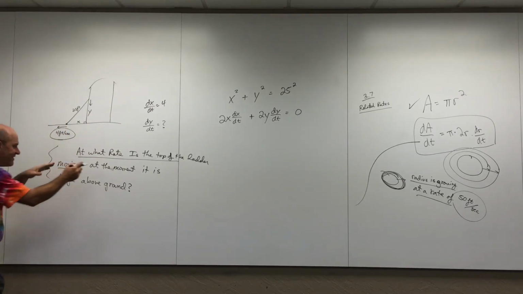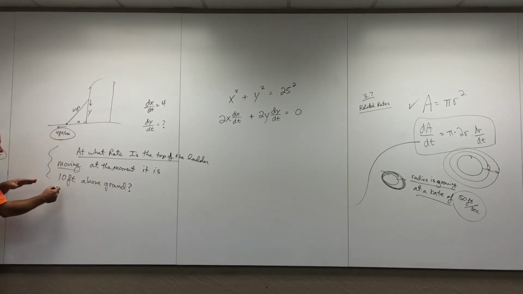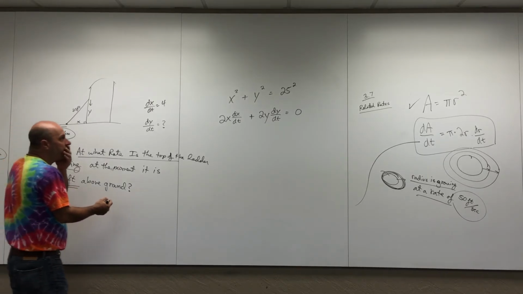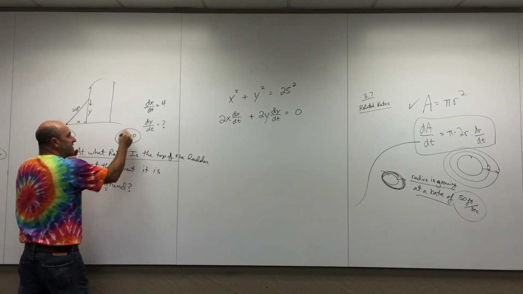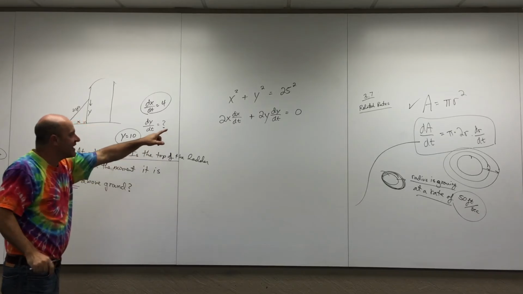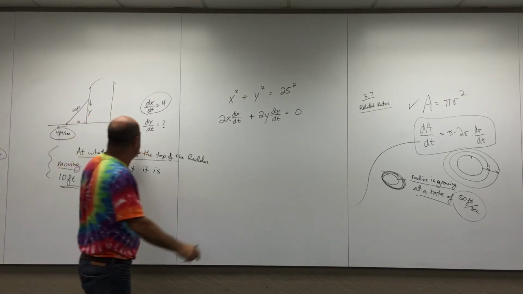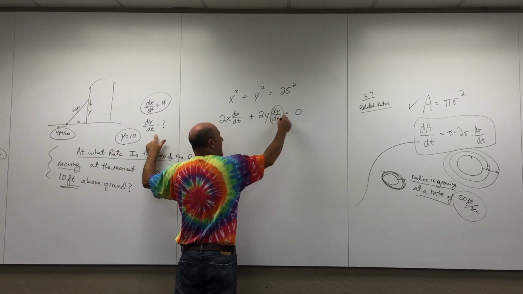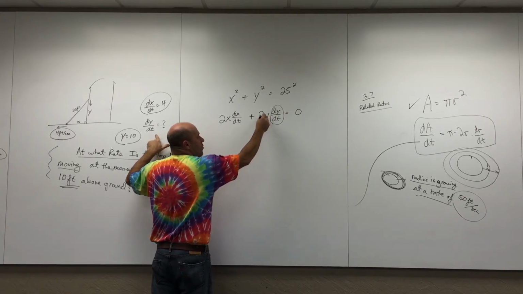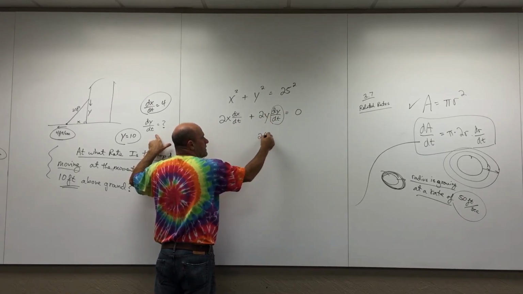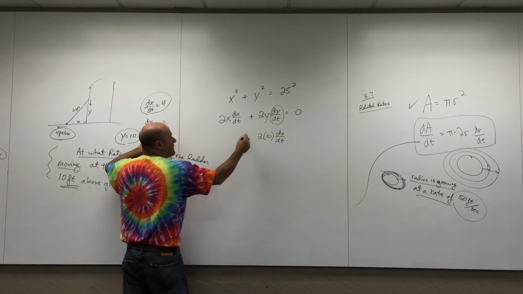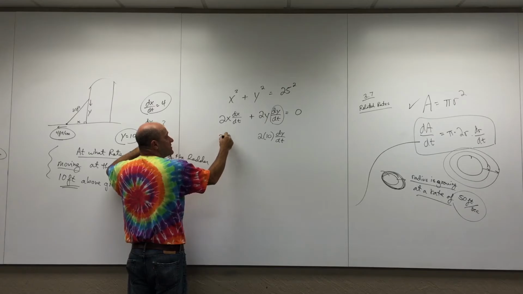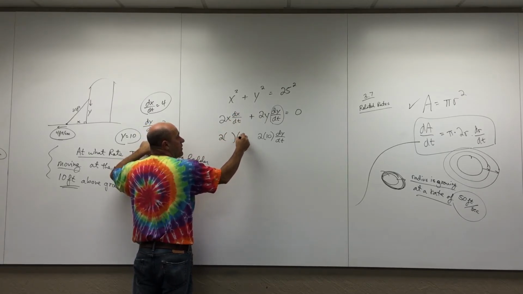What else did they give me? At the moment when y is 10. That's what this says. So I'm doing this at the moment when y is 10. I got a lot of good stuff, but I don't think I got enough yet. They want me to find dy/dt. They gave me y is 10. They gave me dx/dt is 4, right, you guys?